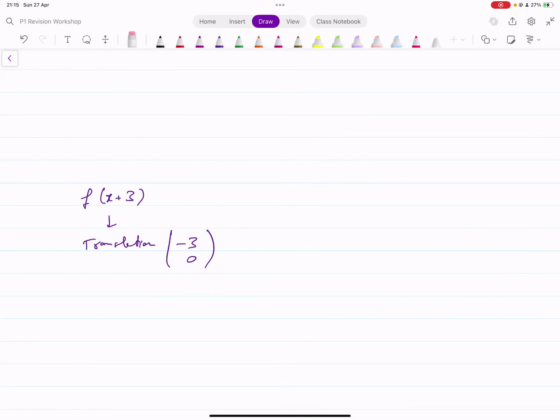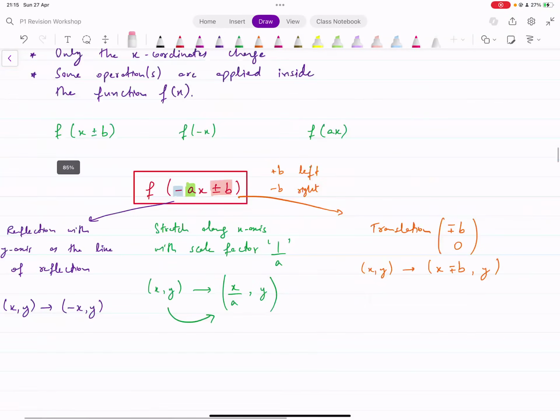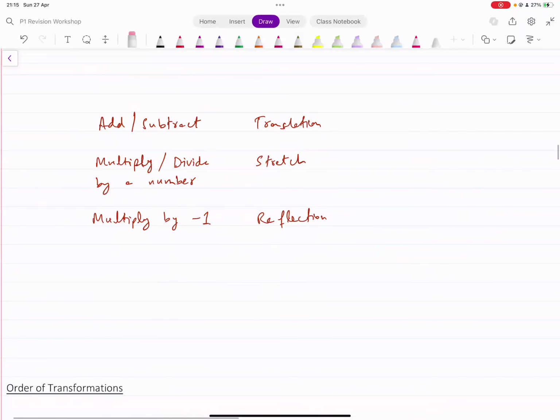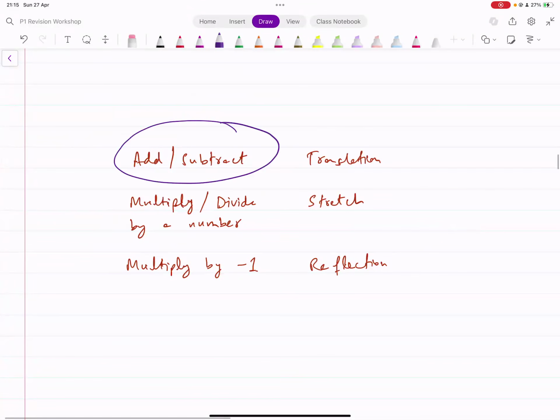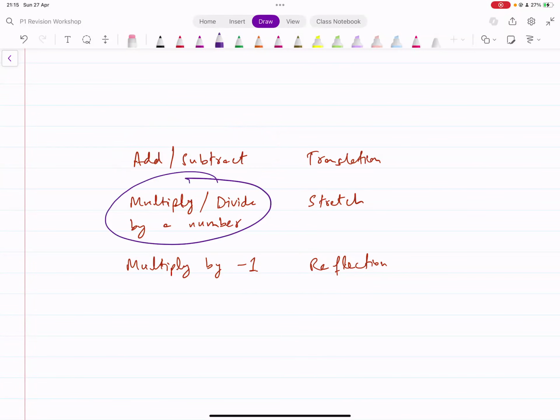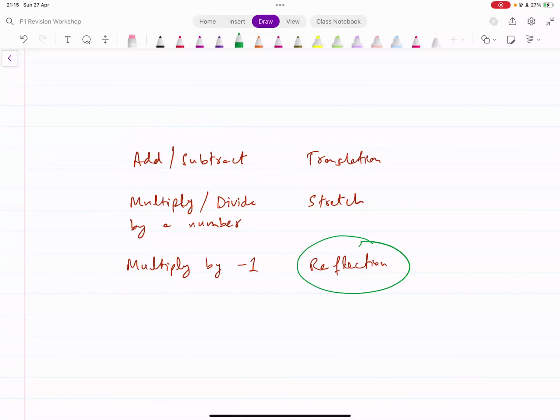Okay, that's what happens in horizontal transformation. When you add or subtract something, that's translation. Outside the function is vertical, inside the function is horizontal. When you multiply or divide by a number, that's a stretch. If you do it outside the function, that's vertical. Inside the function, that's horizontal. When you multiply by -1, that's a reflection. Outside the function, that's vertical reflection. Inside the function, that's horizontal reflection. These are the 6 transformations that you've got.